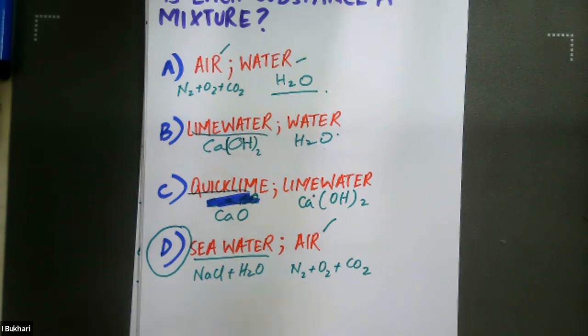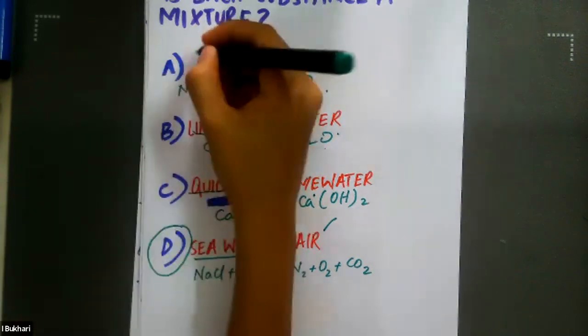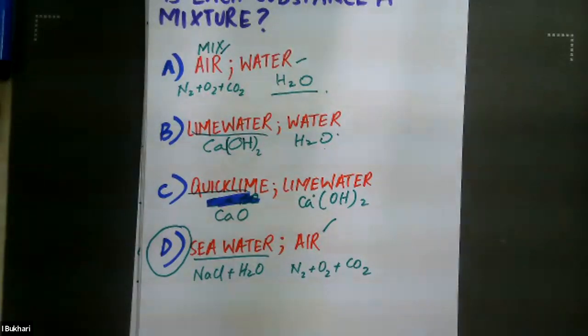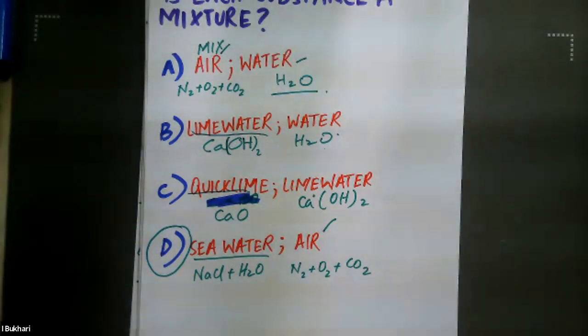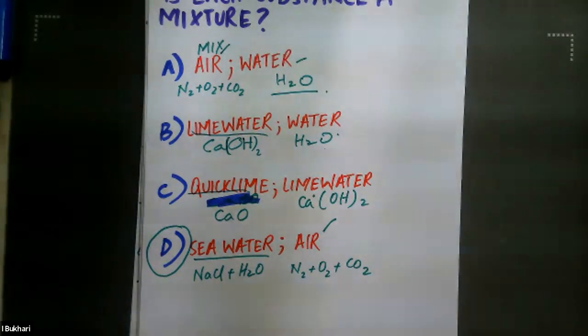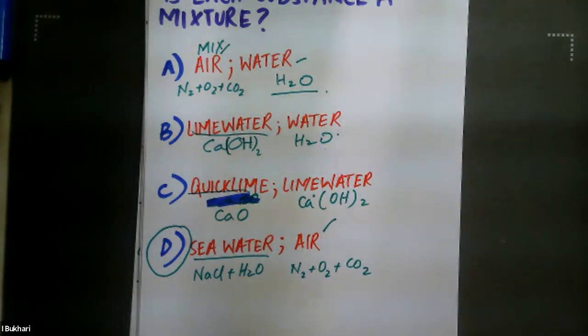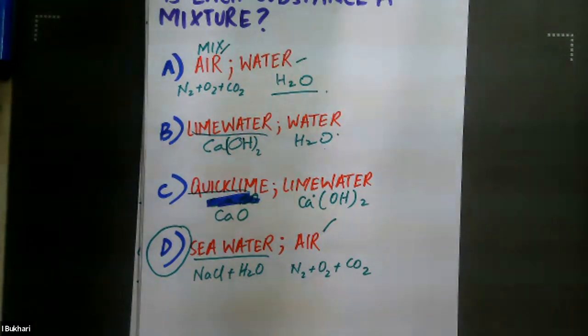Do you understand? And in a mixture, for example seawater, we have two types of particles. Seawater is made up of sodium chloride and water. So what are the two types of particles that we have in seawater? Sodium chloride and water. So if a thing is made up of more than one type of particle, that is a mixture. And if you have only one type of particle, that is a pure substance.